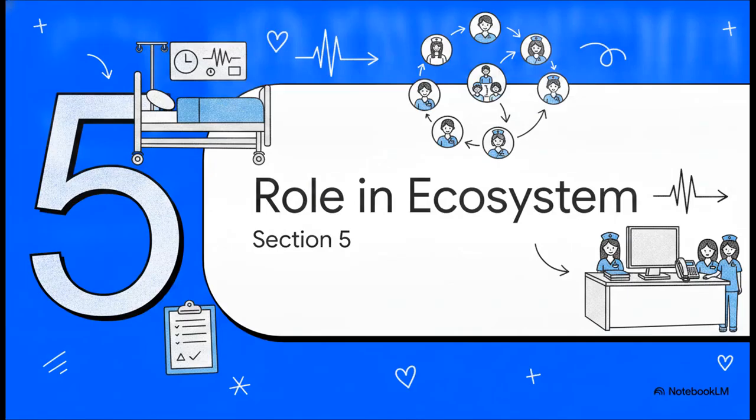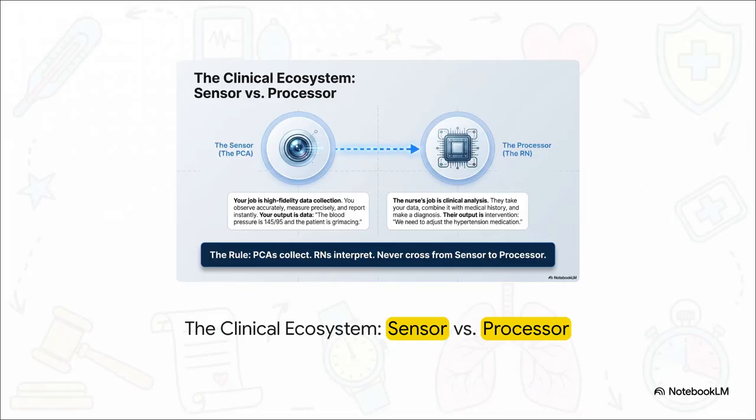All right, our bedside observation is complete. Let's step out of the room, head back over to the nurse's station, and debrief. It's time for Section 5, your role in the ecosystem. And this brilliantly illustrates what we've been doing this whole time. As a PCA, you are the sensor. Your job is high-fidelity data collection. You observe accurately, you measure precisely, and you report instantly.